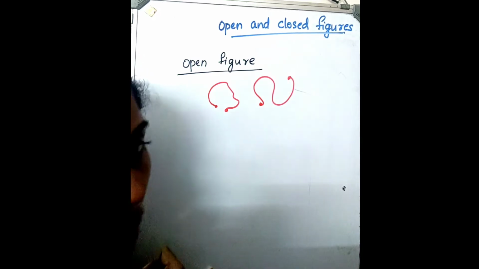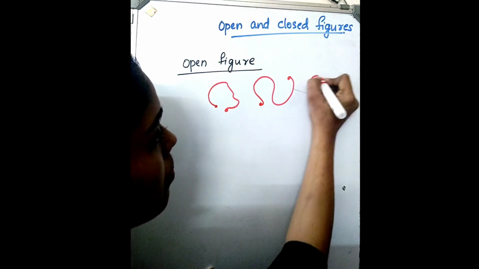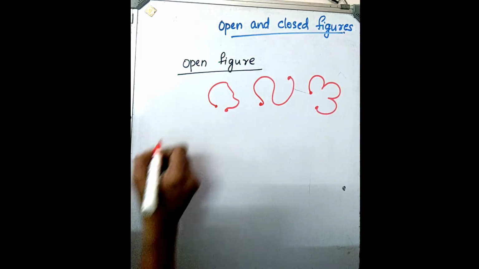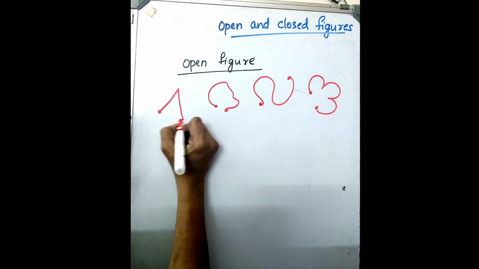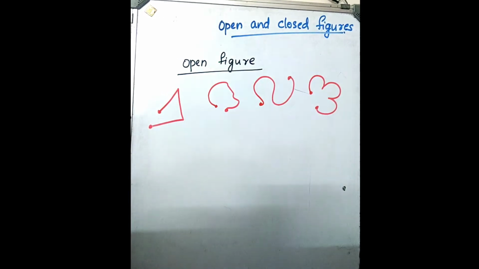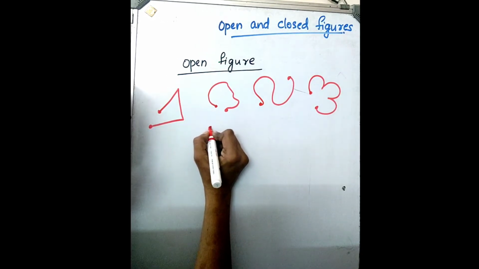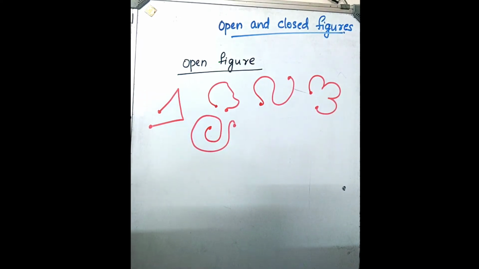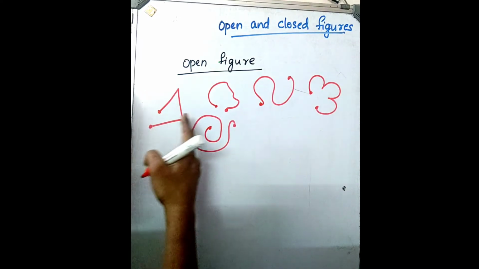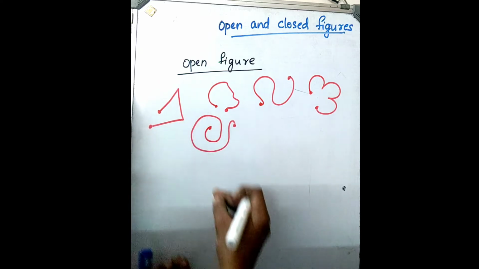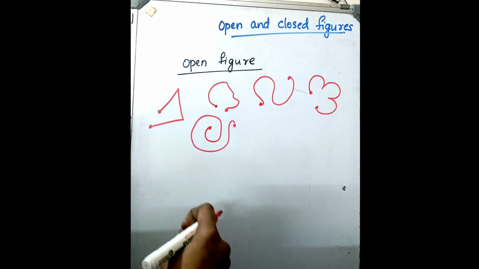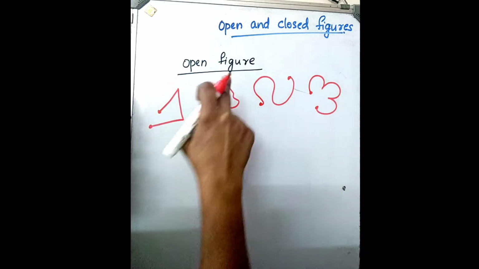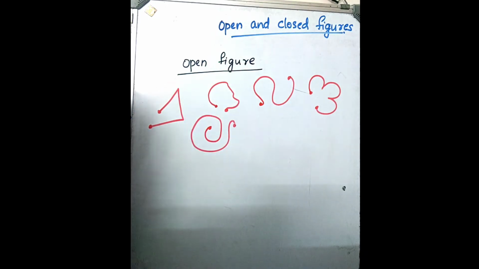Another open figure, another open figure, another open figure. So the beginning point and the end point, the starting point and the end point, are two different points. Then the figure is called an open figure.